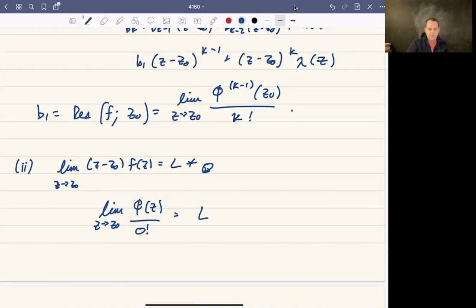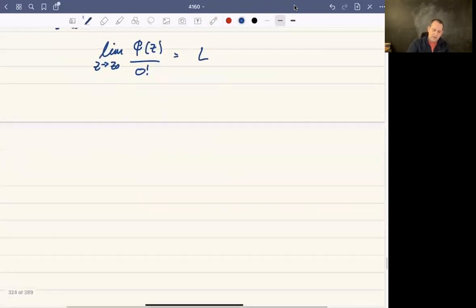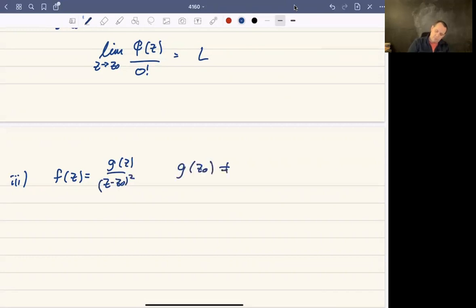So number 2 follows from this rule. Number 3 follows from this rule, because number 3 said that if you have a function f that's g of z over z minus z naught squared, and g does not have a 0 at z naught, then it turns out that this will be a pole of order 2, and therefore your phi is going to be z minus z naught squared times f, and that's really just g.